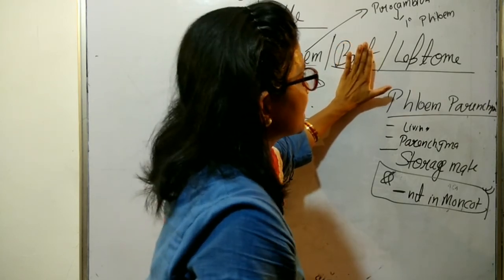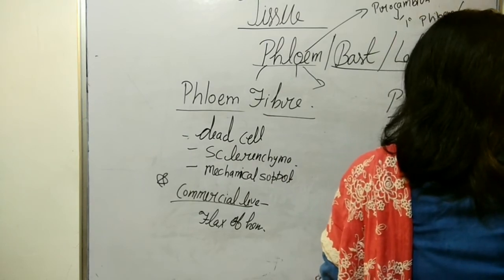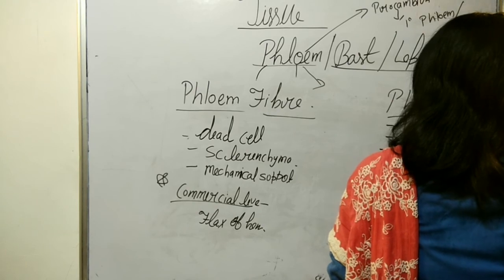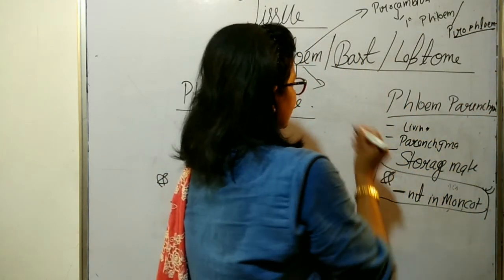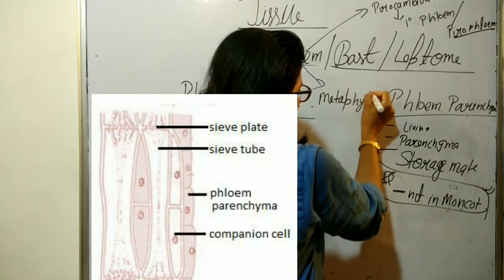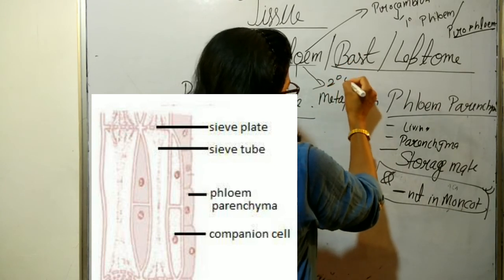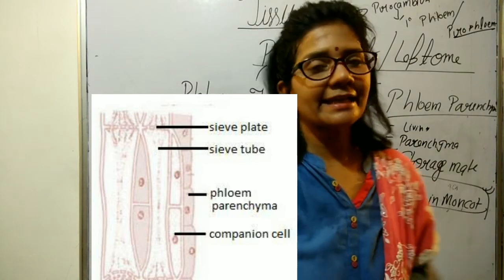If your phloem is formed with the help of procambium, then it is known as the protophloem. Clear? And then the second is your metaphloem, which is formed with the help of the secondary cambium, or you also call it secondary phloem.